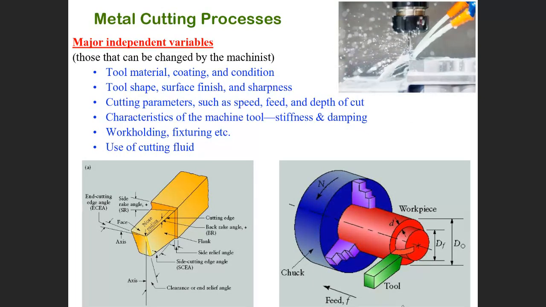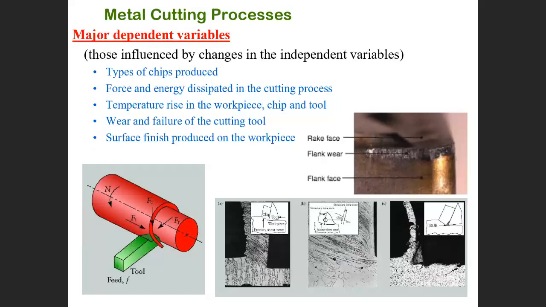However, we have another type we call dependent variable or dependent parameter, which depends on what has been selected initially, for example force, energy, and temperature. The force obtained actually depends on the cutting condition used, the speed, the feed, and the depth of cut. A bigger speed, feed, and depth of cut lead to an increase in force and energy. You see that it depends on what you select initially, so we call it dependent parameter.